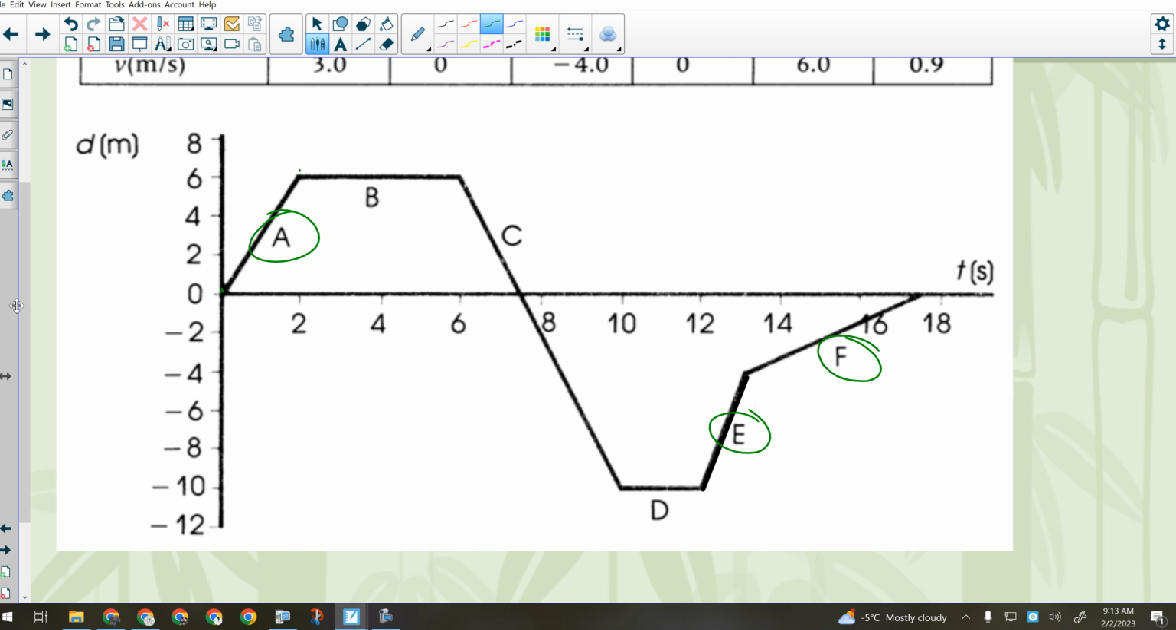Where is the object going faster? E or F? Okay, why E? You're right, why E? Because it's like a shorter, it's hard to explain, but it's like the slope is, I don't know how to say it. Steeper. Yeah, steeper. Yeah, that's the steepest slope. Okay, now that requires us a little bit of memorization that the slope on this graph represents velocity.